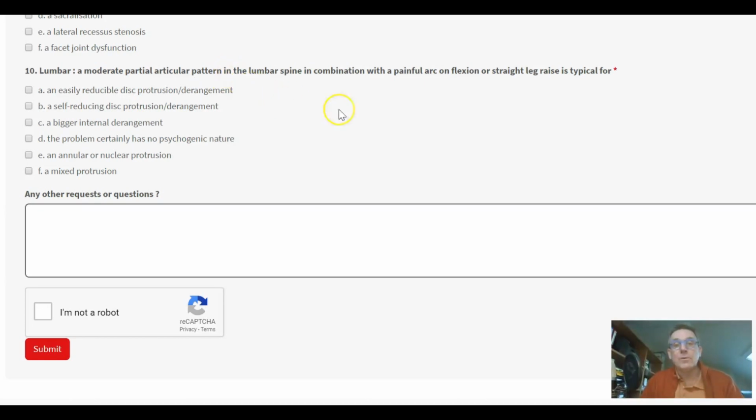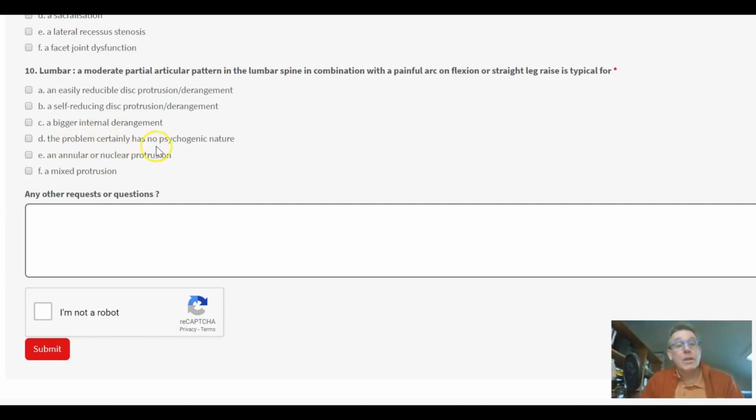So a partial articular pattern with a painful arc on flexion or straight leg raise, well, this is typical for an internal derangement, and it is typical for an easily reducible internal derangement. It's a small problem. You're going to be very fast successful with certain treatment strategies. It's not typical for a self-reducing one, certainly not for a bigger one. Yeah. A lateral deviation or a flexion deviation is more typical for a bigger one.